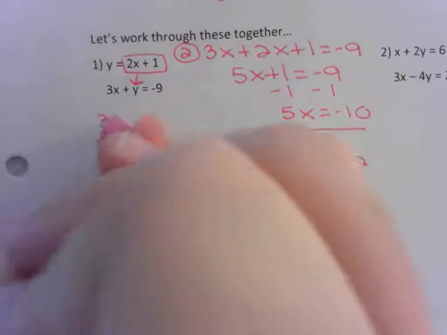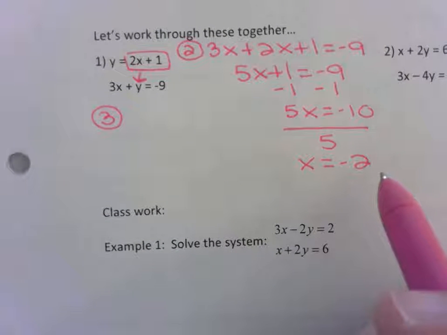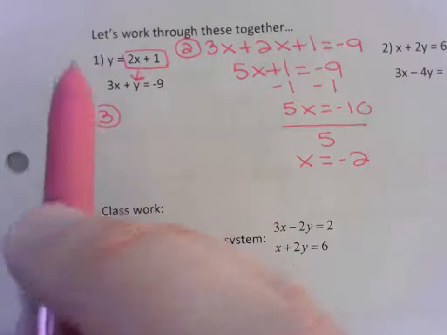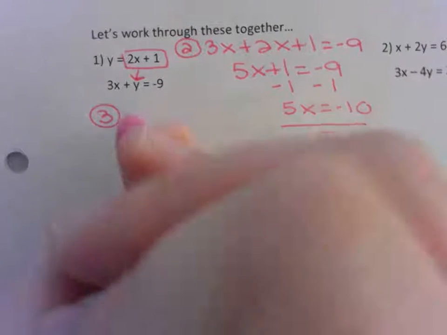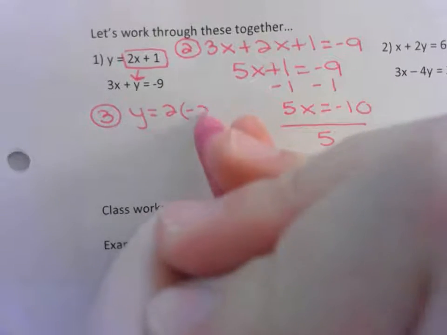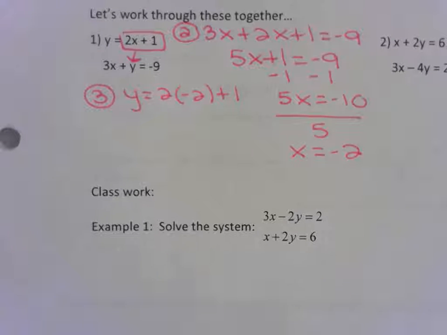The third step is I know x is negative 2. So I need to know y. So which equation would be easiest if I want to know y? The top one, because it's already y equals. It doesn't matter what you plug x back into, but if I want to know what y is, choose the equation that's already y equals. That's the nice thing about substitution, is you're going to have an easy equation to plug it into because it's already y equals.